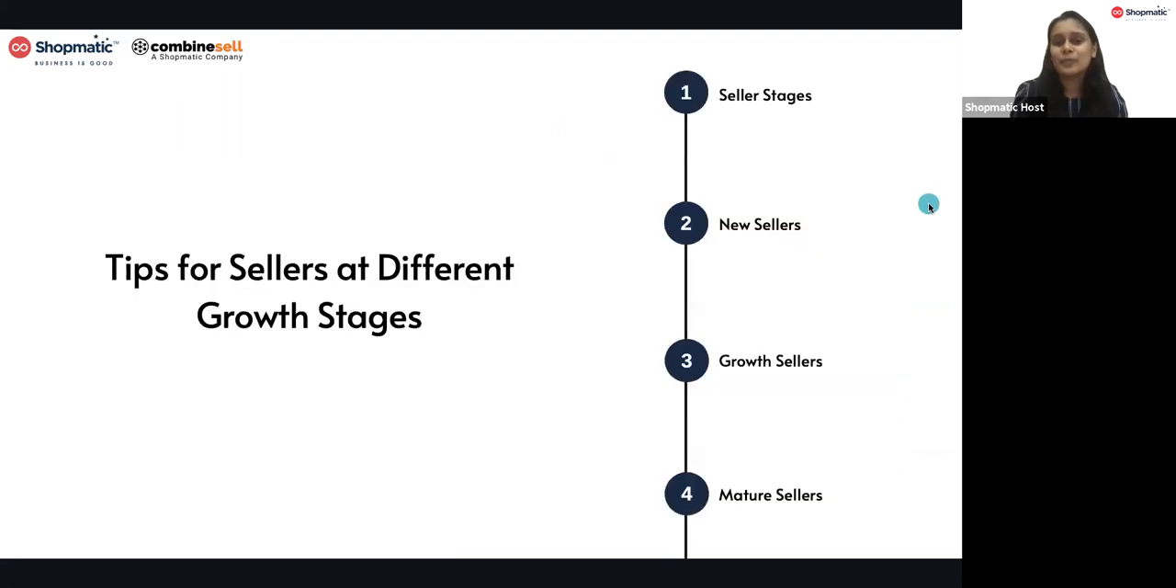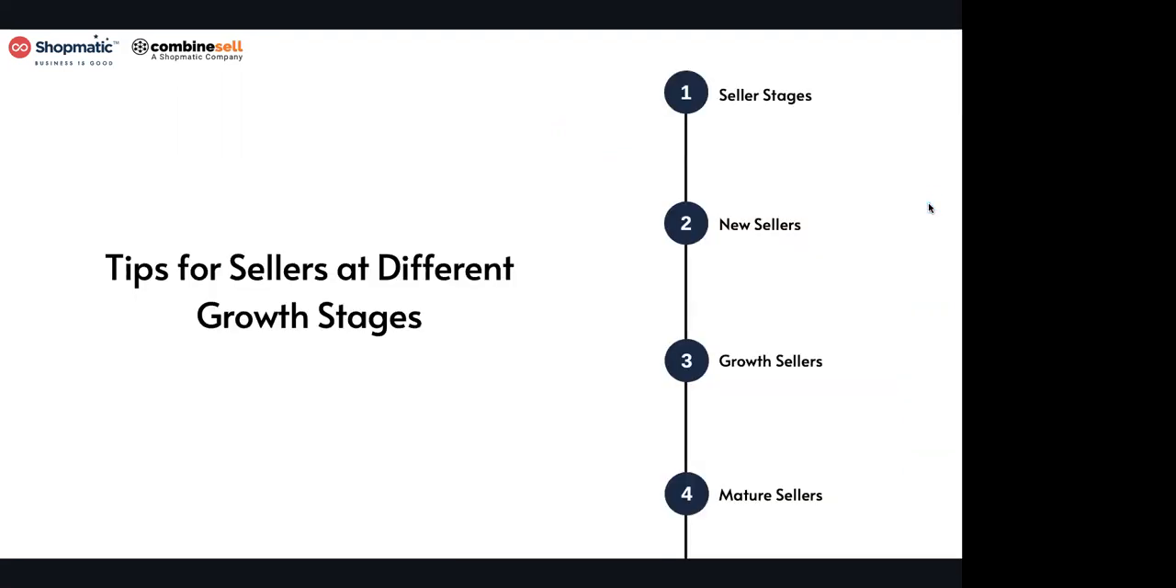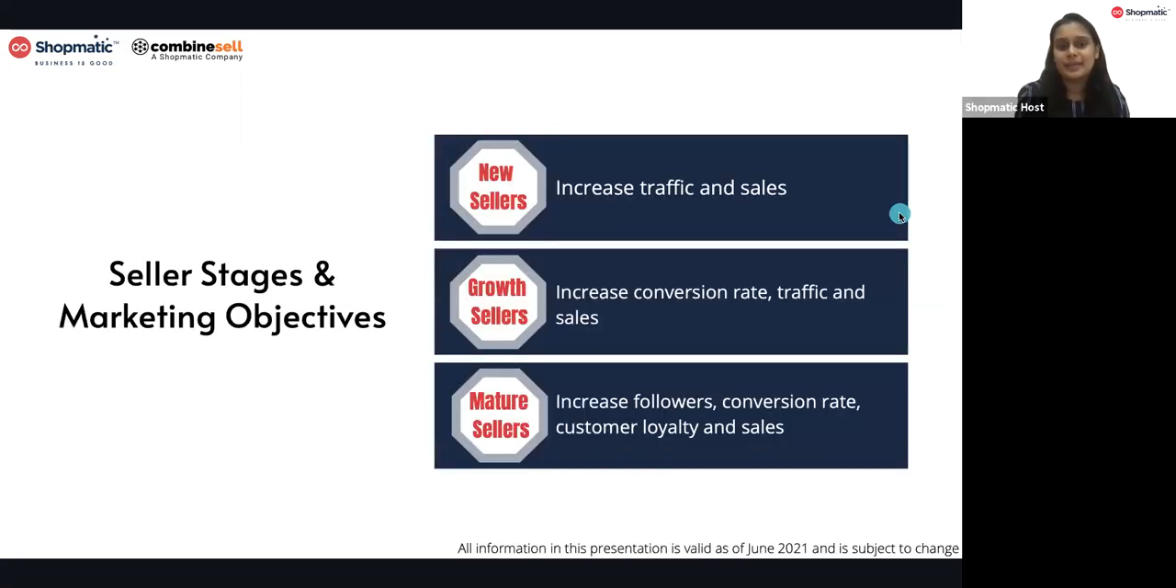Okay, so now we'll move on to the last section, which is tips for sellers at different growth stages. So we have come up with 3 different types of sellers. So we have new sellers, growth sellers, and mature sellers. So marketing objectives for new sellers may be to increase traffic and sales. For growth sellers, it will be to increase conversion rate, traffic, and sales. And then for mature sellers, it will be to increase followers, conversion rate, customer loyalty, and sales.